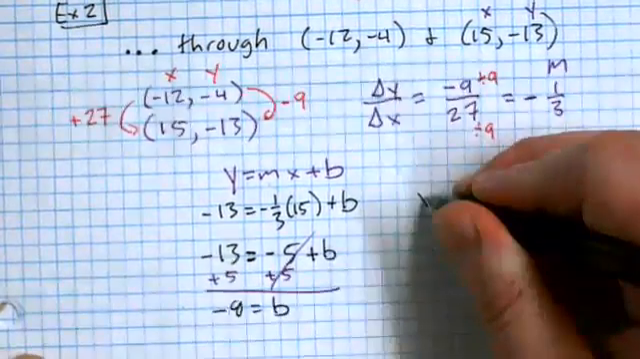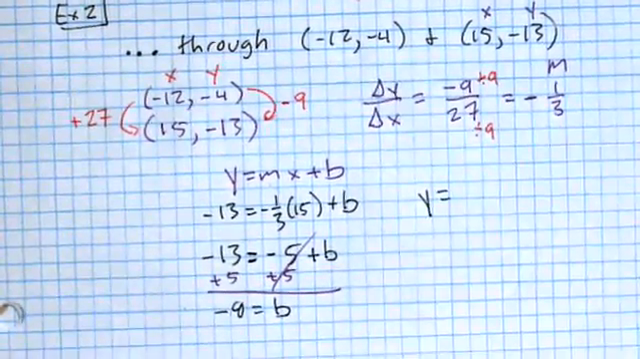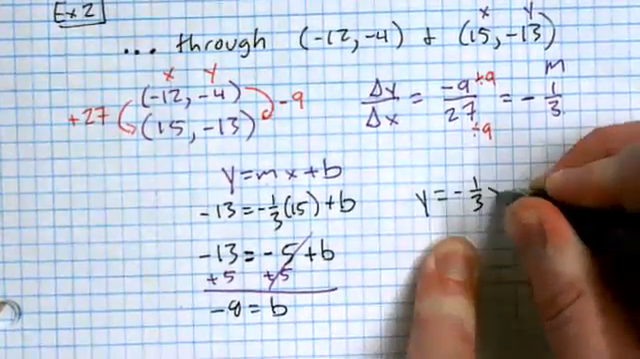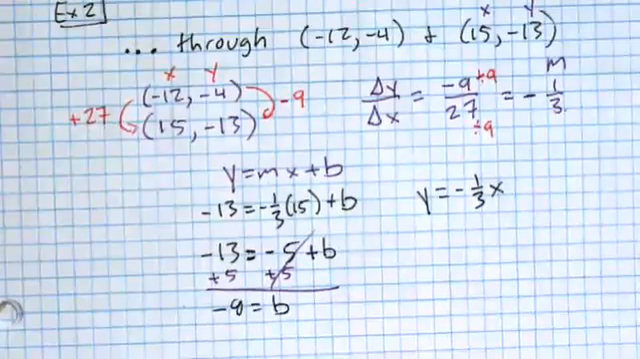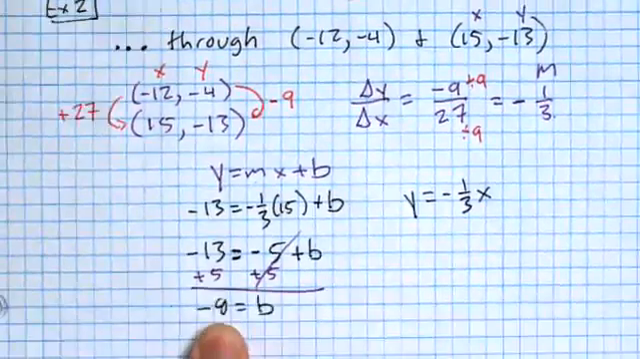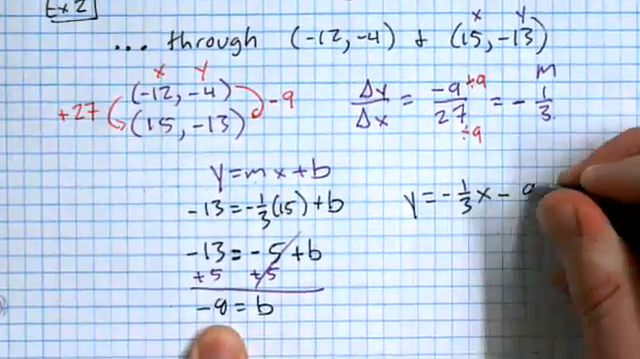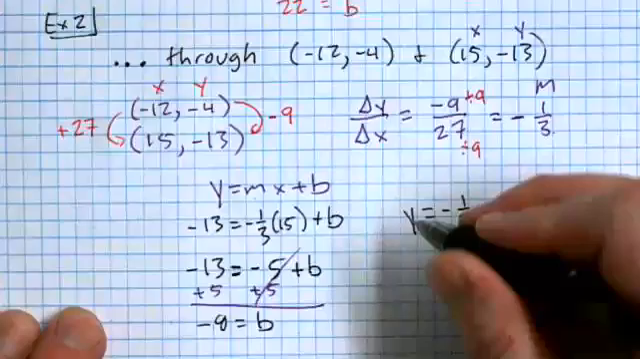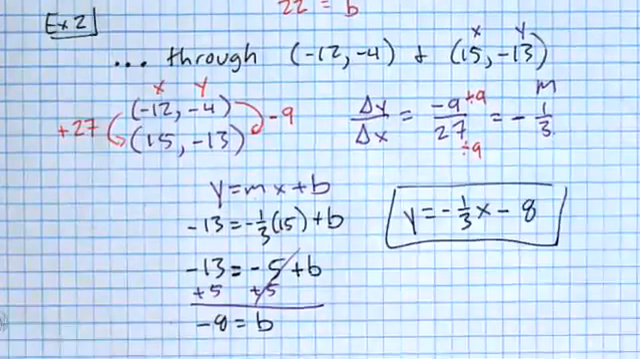Write me an equation. Y equals. Slope usually comes first. What's our slope? Negative 1/3. X comes after the slope. And then our y-intercept comes at the end. We could write plus negative 8. I like to just write minus 8. Plus a negative is the same as minus. That looks a lot cleaner in my opinion. And there we go. There's 2 done.